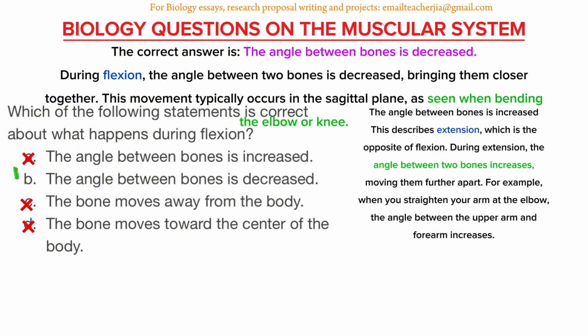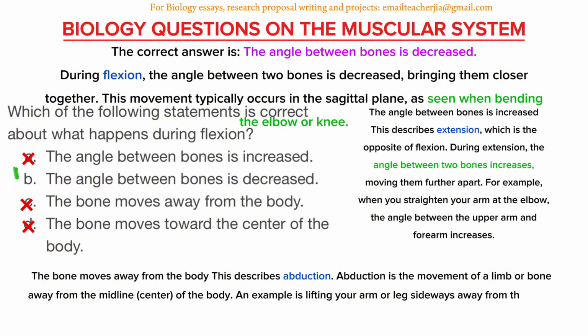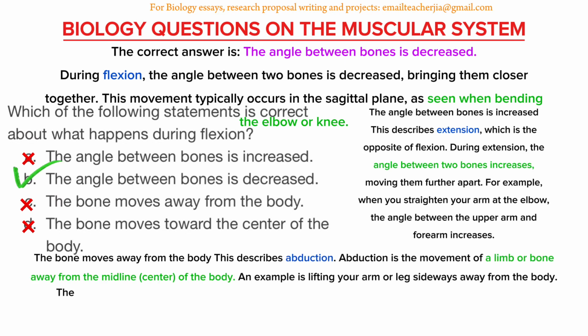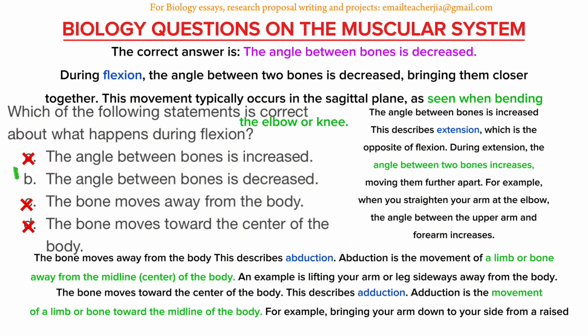Choice C is the bone moves away from the body. This describes abduction. Abduction is the movement of a limb or bone away from the midline or center of the body. An example is lifting your arm or leg sideways away from the body. Choice D was the bone moves towards the center of the body. This describes adduction. Adduction is the movement of a limb or bone towards the midline of the body. For example, bringing your arm down to your side from a raised position or moving your legs together after spreading them apart. So that is all about the explanation to this question.